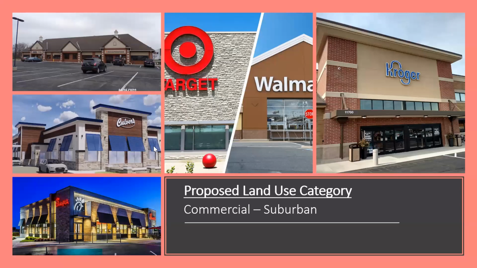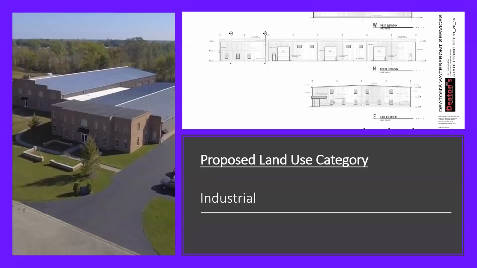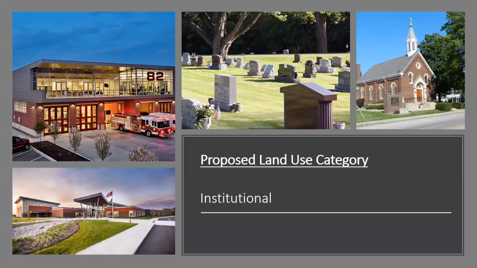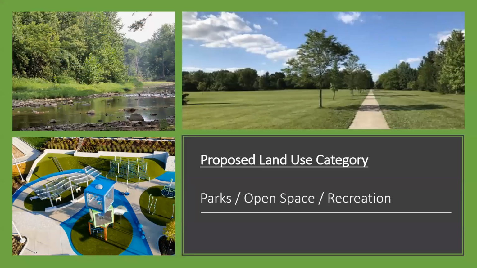Then we've got commercial suburban as a land use. Basically a lot of different chains, but bigger footprints than what you would have in the downtown area. Industrial, institutional, and then parks, open space and recreation.